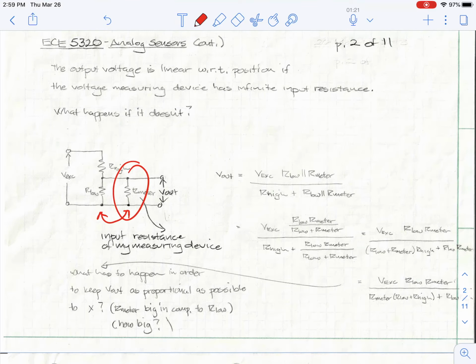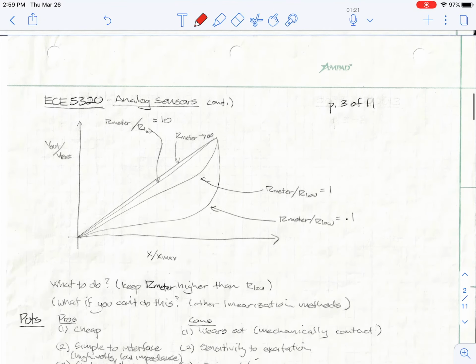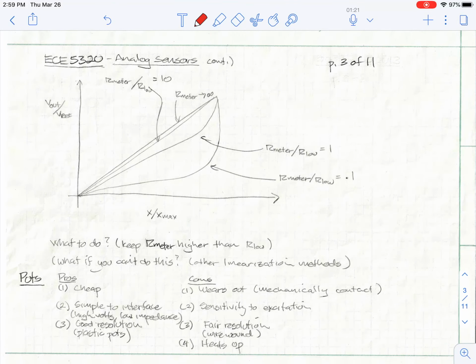You can kind of see that in these equations if you go through them. As long as I keep R meter high enough, I won't have a great effect. Now, how much of an effect will it have? Here's a graph of this. The straight line here is R meter essentially infinite. This is R meter divided by the low value is 10. This sags more when they're equal, and sags even more when R meter is substantially smaller than the low resistance.